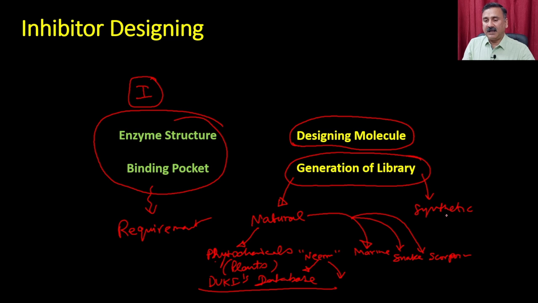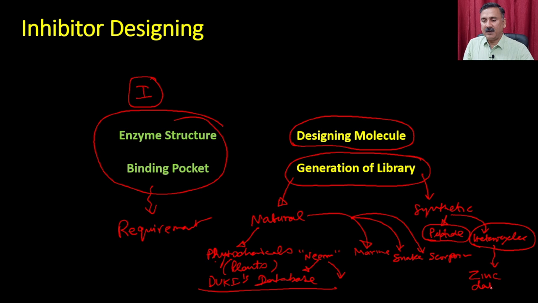And then you can have the synthetic library. So you can have the peptide-based library. You can have different types of molecules, peptide-based inhibitors, and heterocyclic compounds. There are a lot of libraries present, such as the peptide library and the heterocyclic library. For example, you can use the ZINC database, which is a very extensive, comprehensive database that gives you information about different types of heterocyclic libraries. And apart from that, you can make your own de novo compound library.